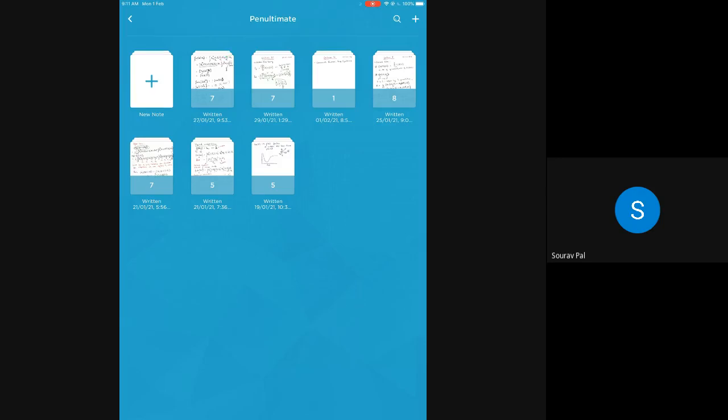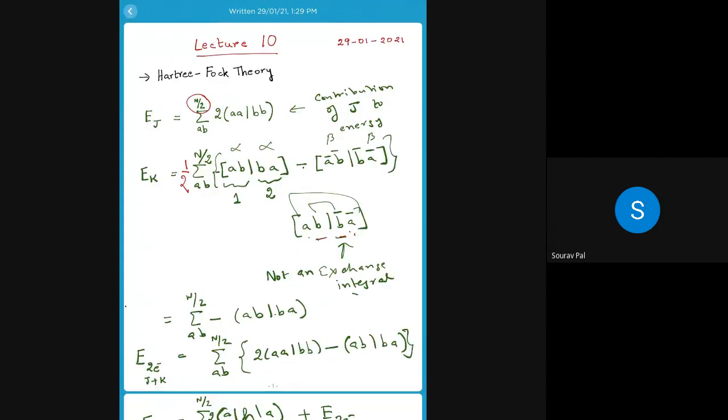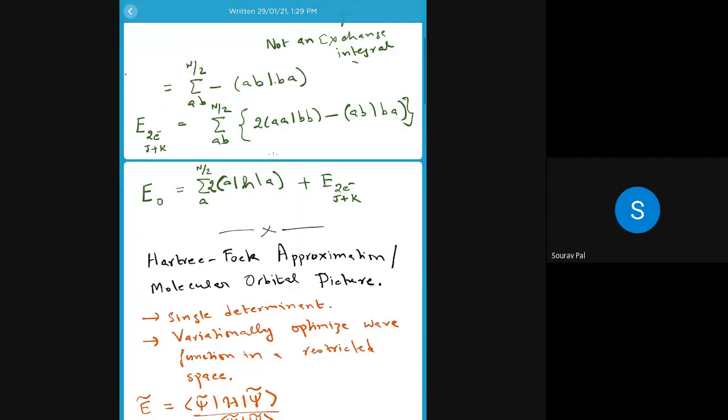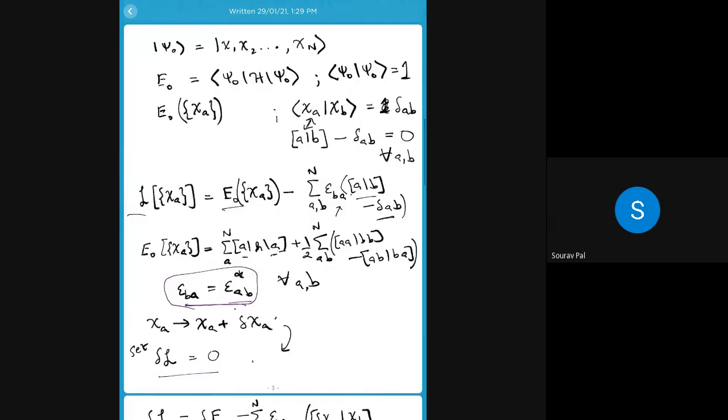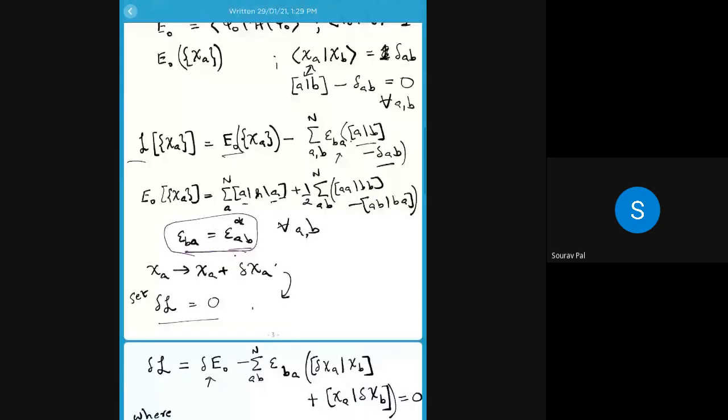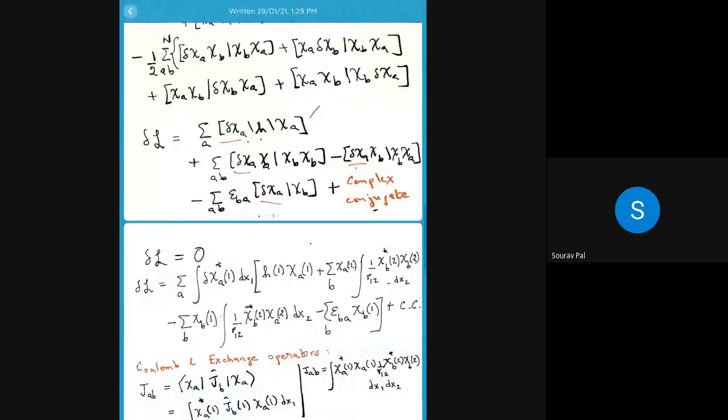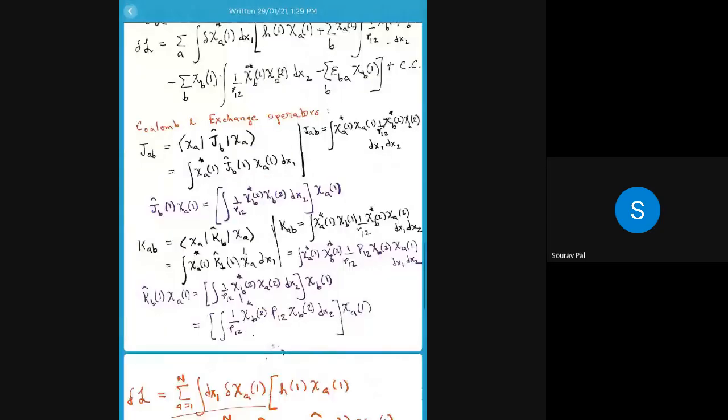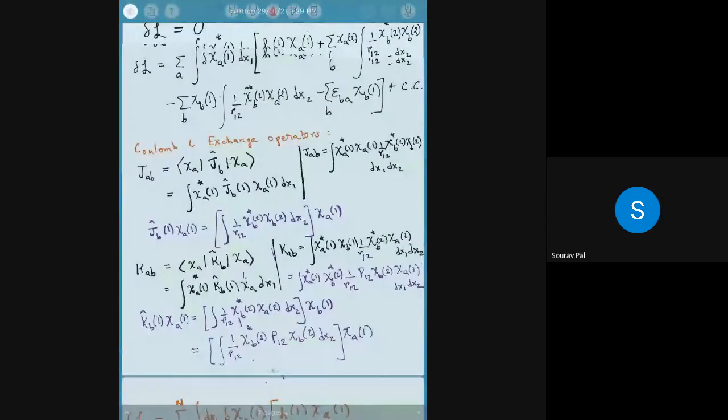So this was one part. Okay, and also from lecture 10, I corrected a part of the Coulomb and exchange operator. So I will go through that in case you have not looked at it. In the notes that were uploaded, this part I have written out nicely now.